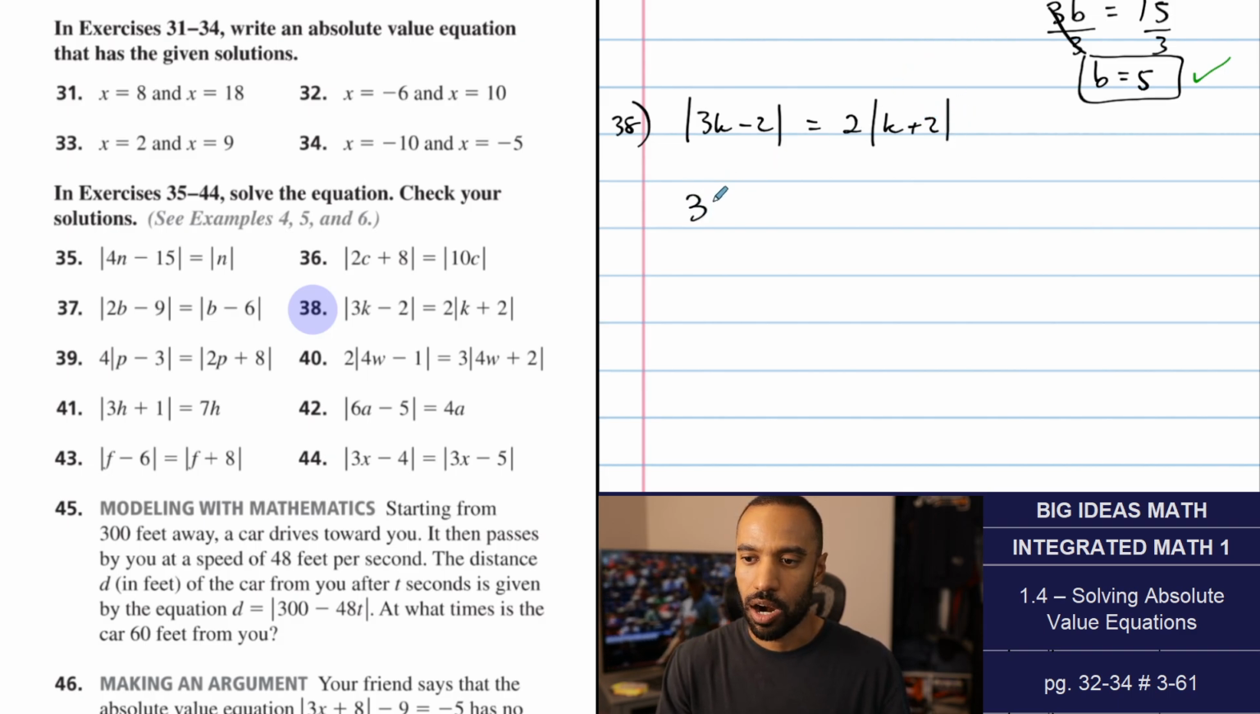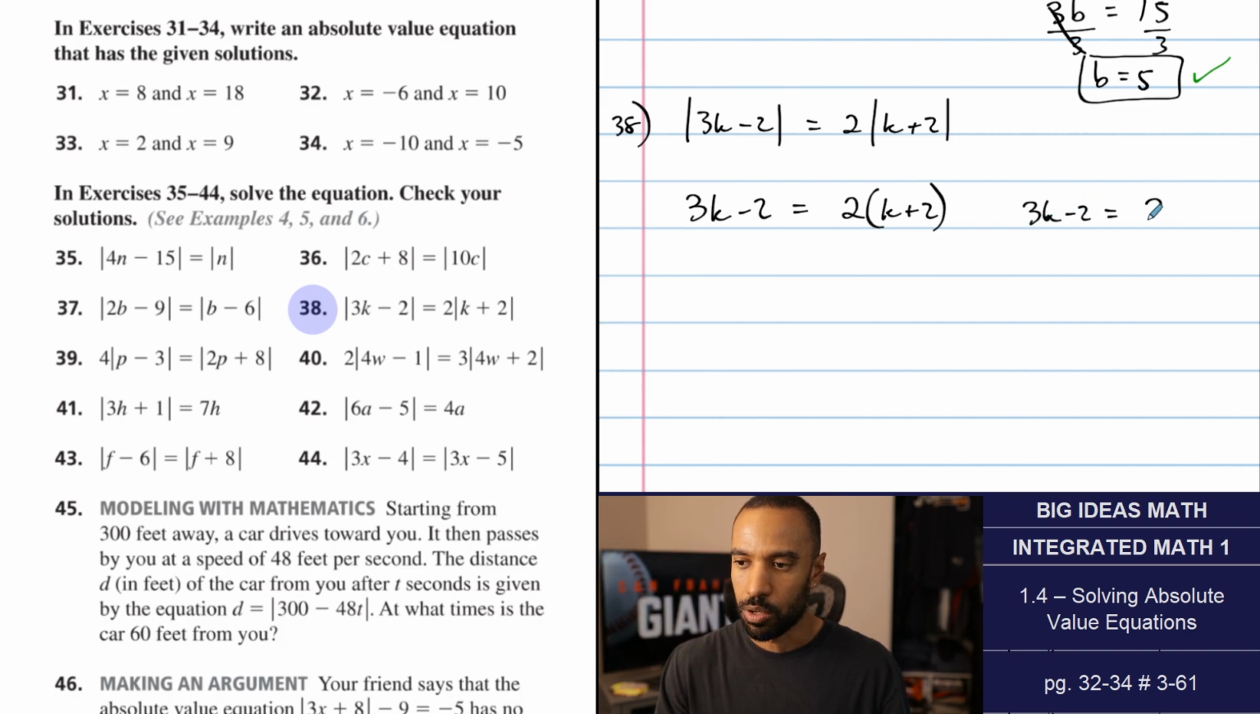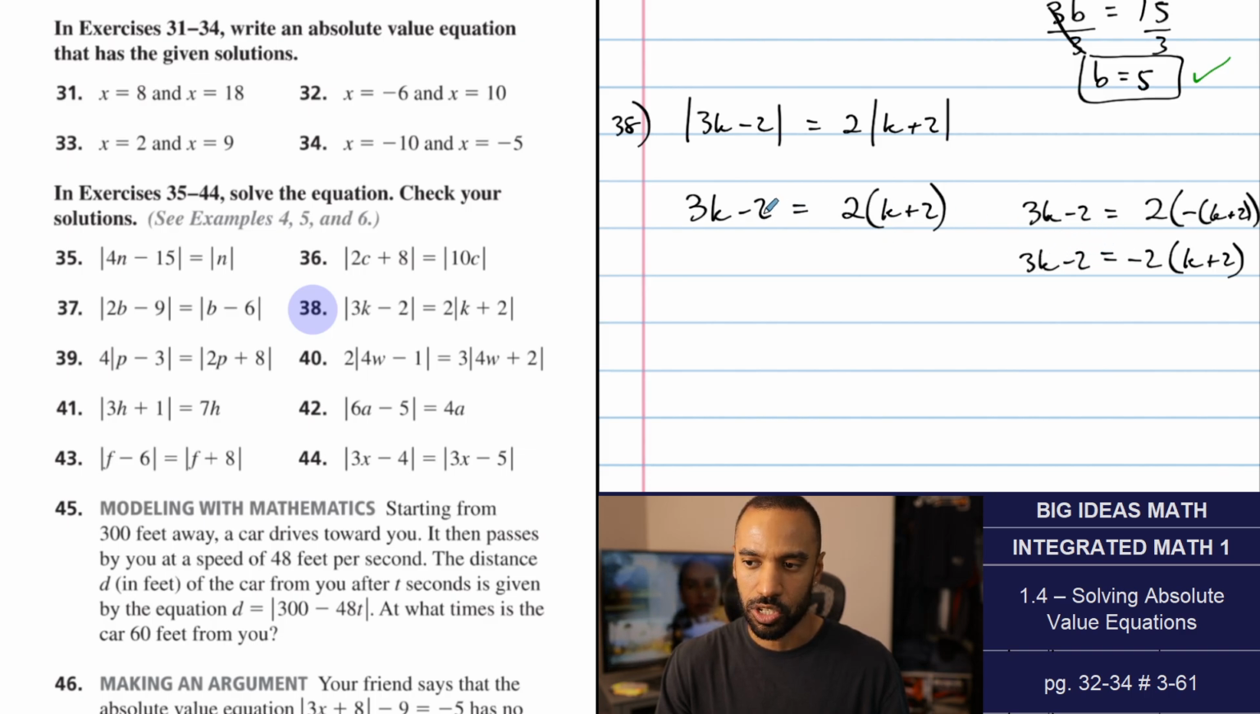Now, that being said, we are going to take 3k minus 2 and set it equal to 2 times either the k plus 2, or 3k minus 2 is going to be equal to the 2 times the opposite of k plus 2. Personally, I like to just make the 2 negative as I do the distribution into there. We're going to make sure to do that in a moment. There's no harm in doing that as it's just a product. Either way, we're going to distribute 2 into both of these if you want to solve it. So 3k minus 2 equals 2k plus 4.